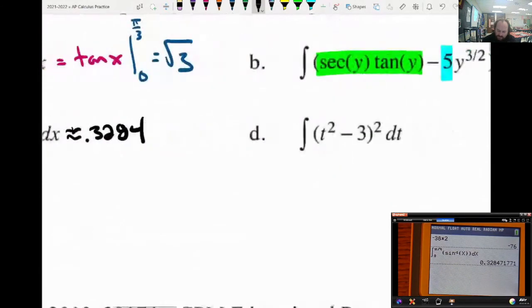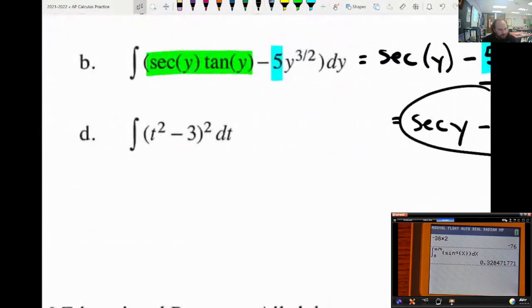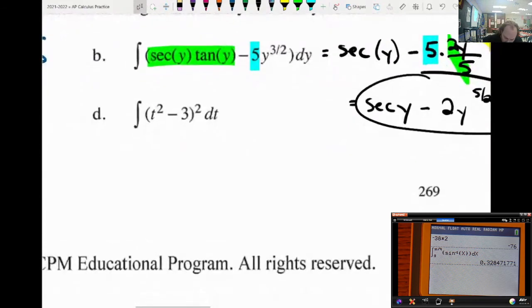And question D, this is another one that it might be helpful to expand out first before we actually find the antiderivative. So you're going to have t to the 4th. You're going to have 2 instances of 3 times t squared.